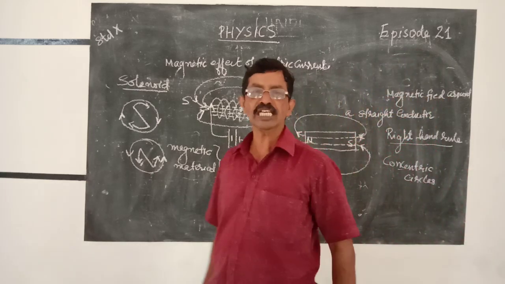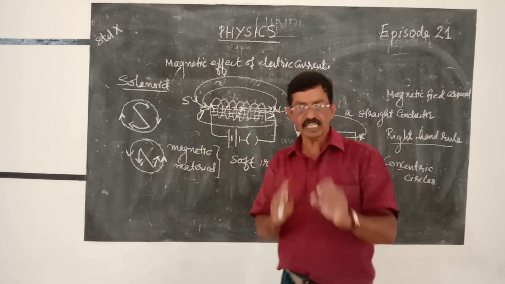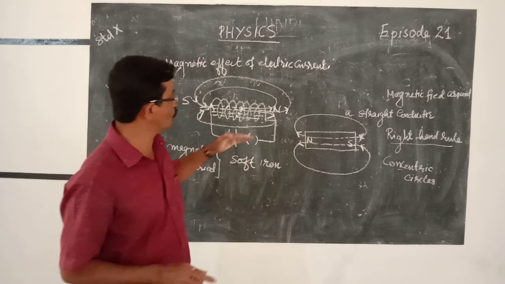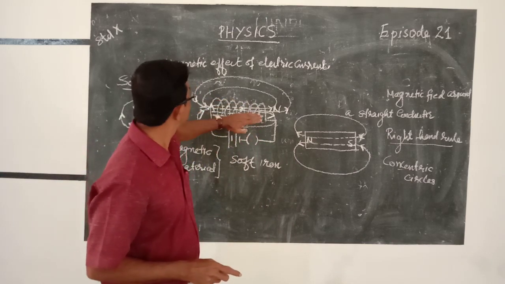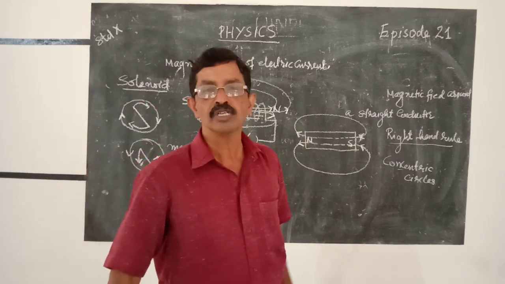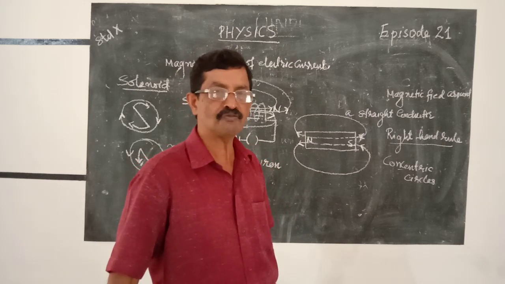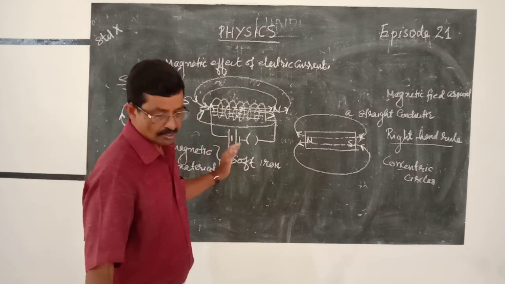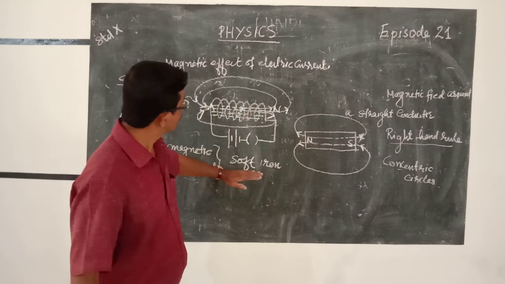And what about the nature of the magnetic field inside the solenoid? Inside the solenoid, the field lines are parallel. So the magnetic field inside the solenoid is uniform. Now, here we can find out north and south.